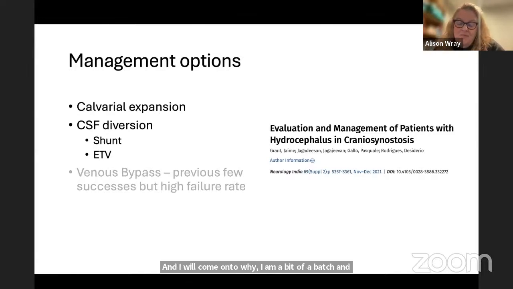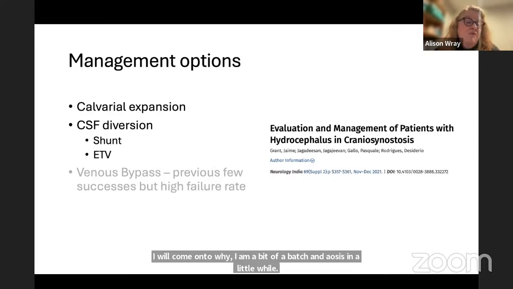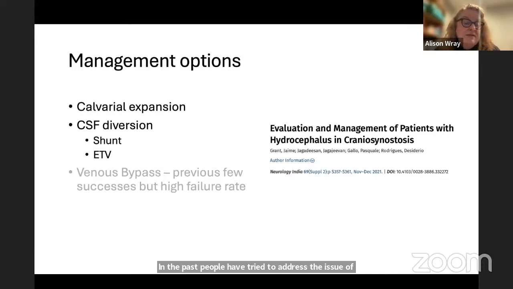In the past, people have tried to address the issue of the venous hypertension from skull-base anomalies by looking at venous bypass. However, there were very few successes with this and a significant high failure rate, so that's really gone out of favor at this point.